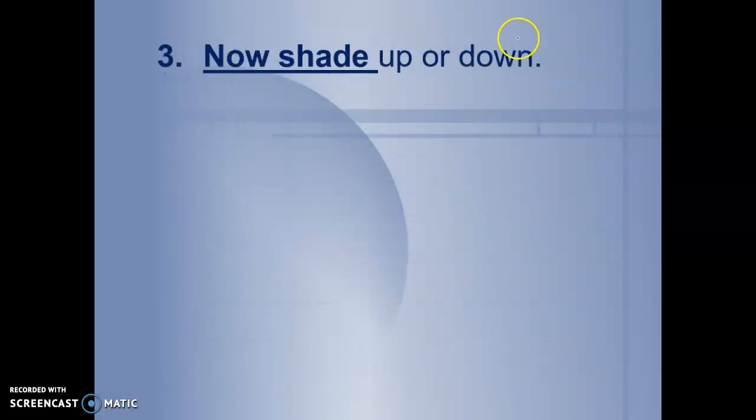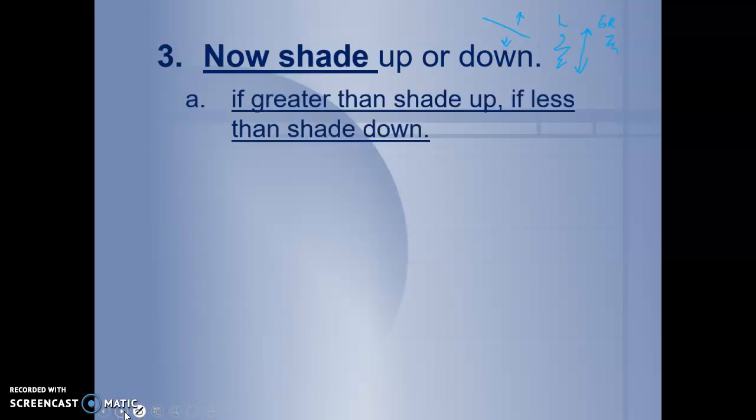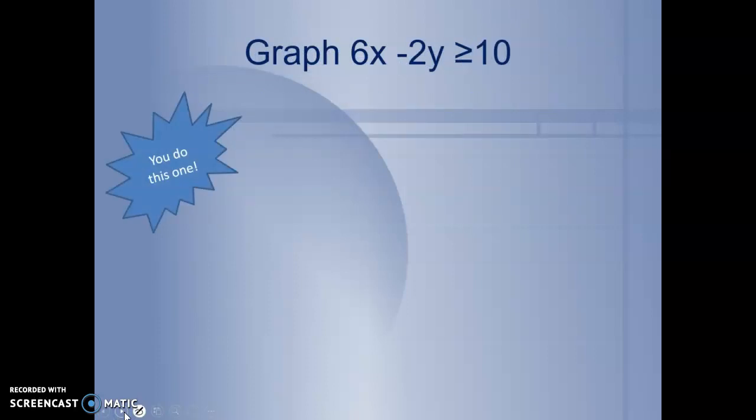Then we'll shade up or down, above the line or below the line. If the line is a vertical line, just like in our warm-up, if it's less than, we shade to the left. And if it's greater than, we shade to the right. But if your line is slanted, we'll shade above or below, depending on if it's greater than or less than. If it's greater than, shade above the line. If it's less than, shade below the line.